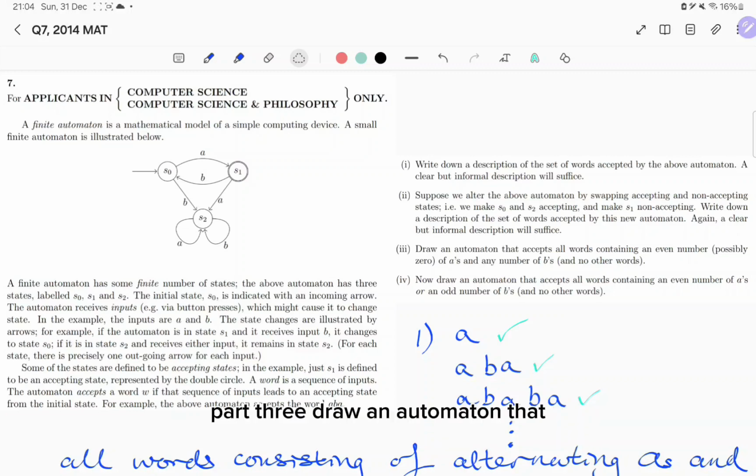Part 3. Draw an automaton that accepts all words containing an even number, possibly 0, of A's and any number of B's, and no other words. Part 4. Now draw an automaton that accepts all words containing an even number of A's or an odd number of B's, and no other words. Pause the video to have a think and watch it ready restart to see if you're right.